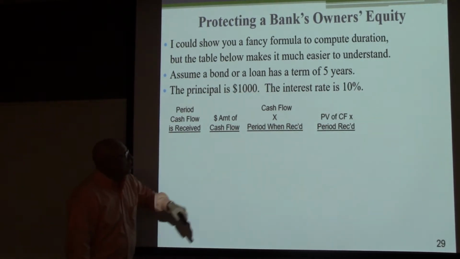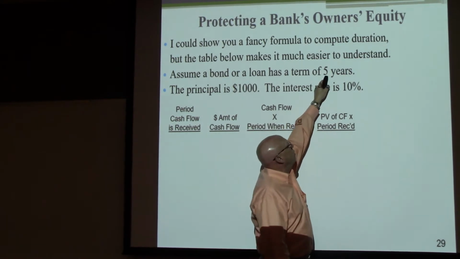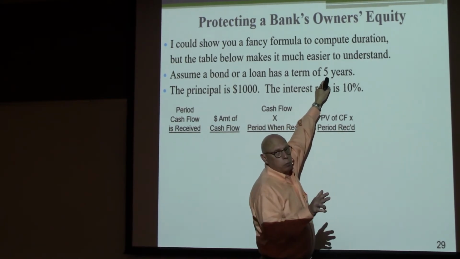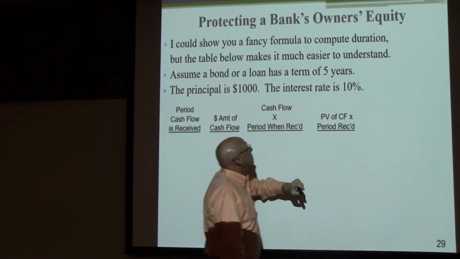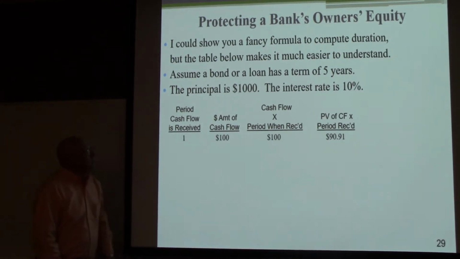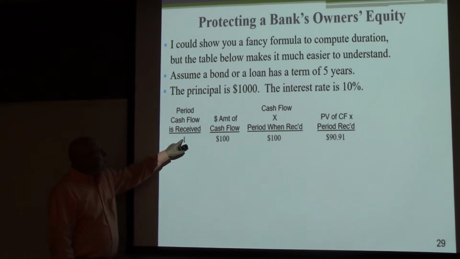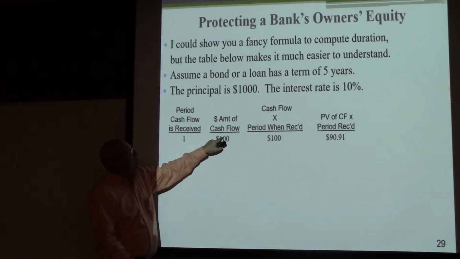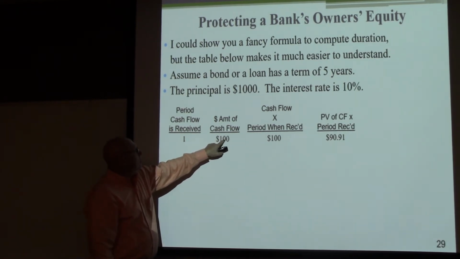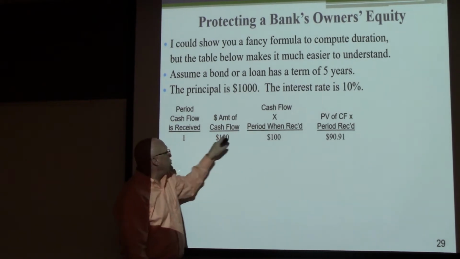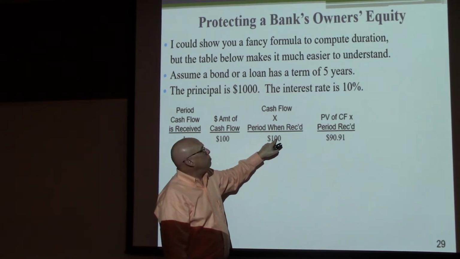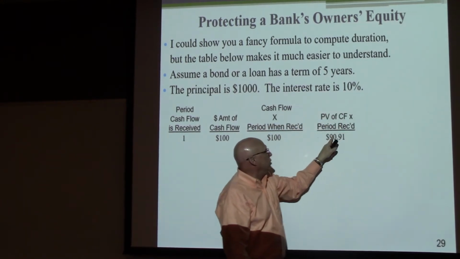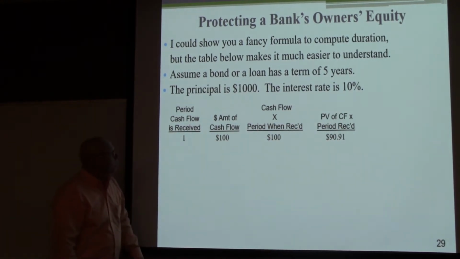So we're going to get 6 cash flows. We're going to get 5 interest payments, and then in year 5, we'll have a second cash flow, which is our principal. Okay? So let's take a look. The first payment is at the end of the year. We get $100. It's 10% on $1,000. So the cash flow times 1 is $100. And then 100 divided by 1.1 to the first is $90.91.